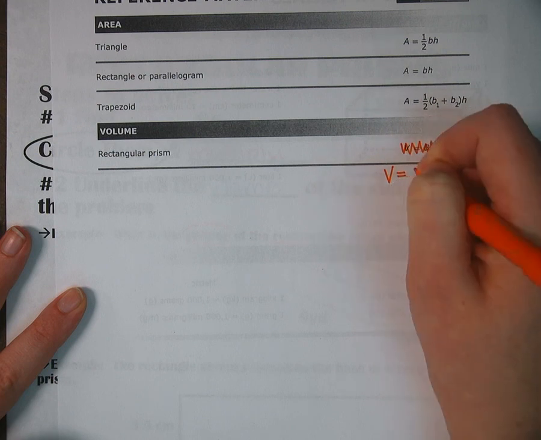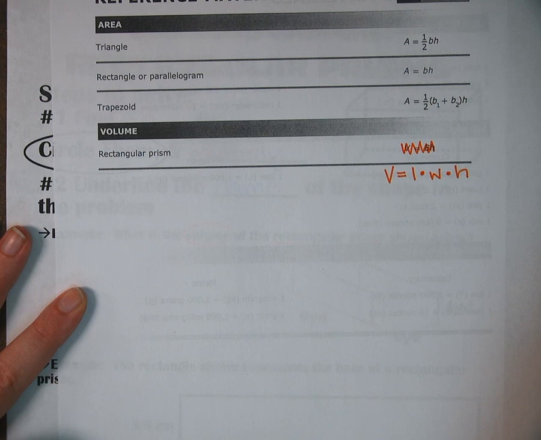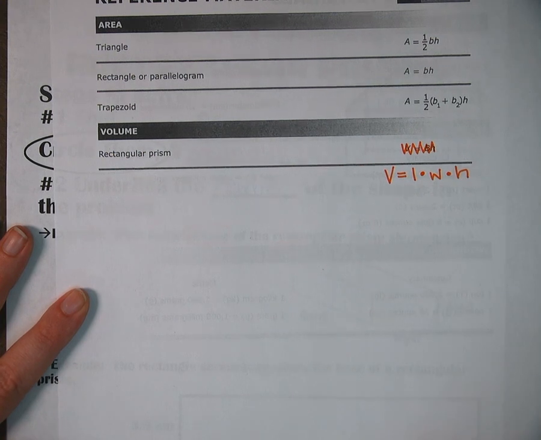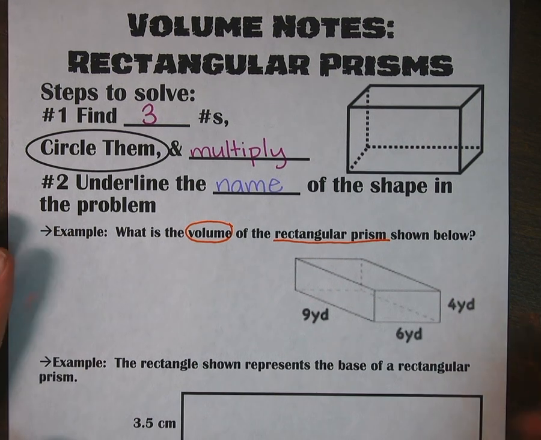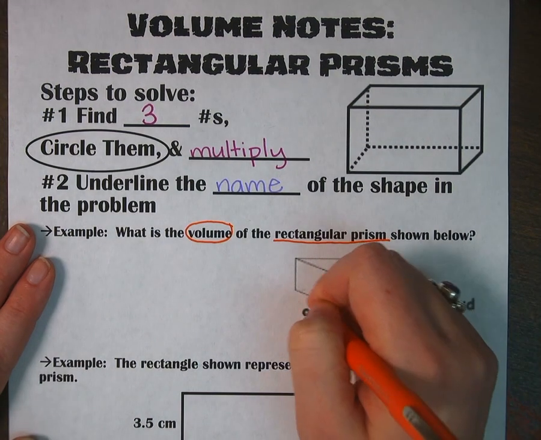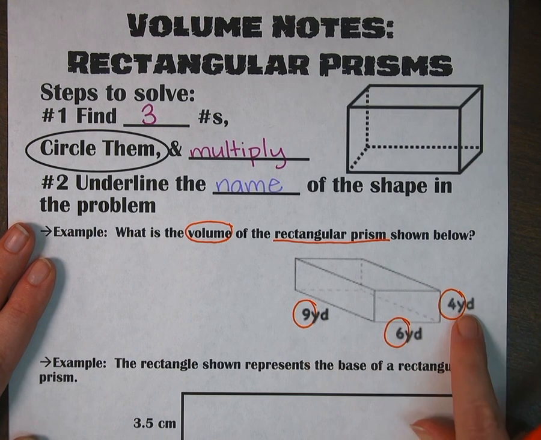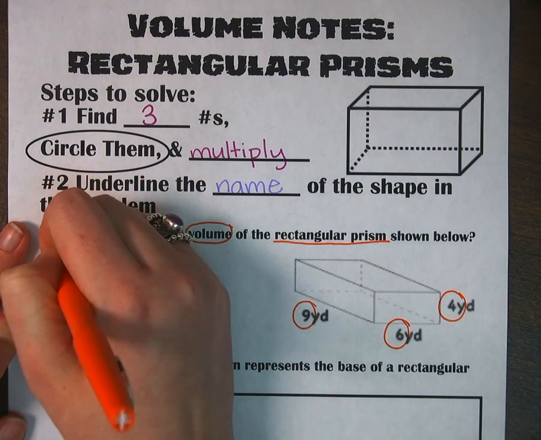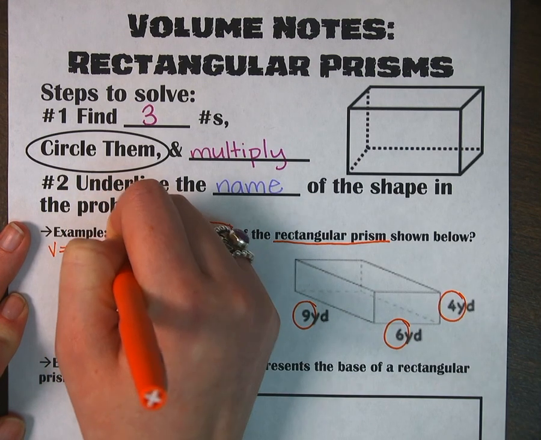V equals length times width times height. That is the formula we're going to use for volume. Length times width times height. Those are our 3 numbers. So if you want to do that on your star chart, we can. Or we can just look for our 3 numbers. So we have 9, 6, and 4. Those are my 3 numbers. It's a three-dimensional shape. So I know I can write V equals 9 times 6 times 4.